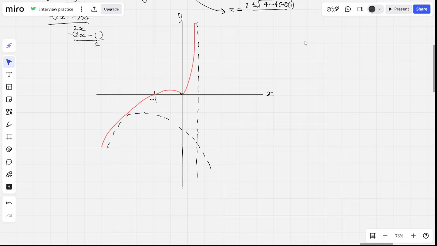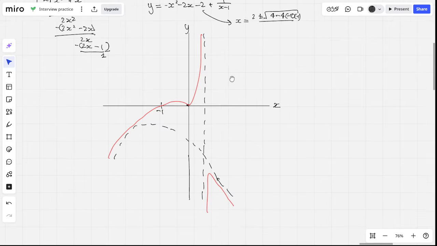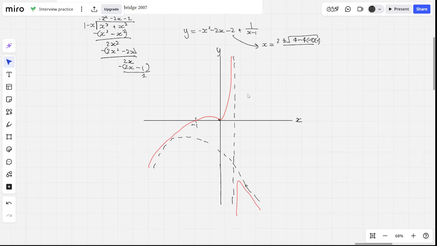It's too sharp. Yes, I like that. That's much better. This is going to be my graph for the first part of the question. I'm quite satisfied with this.